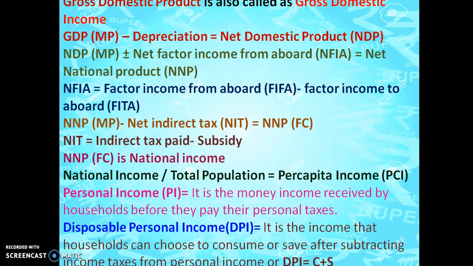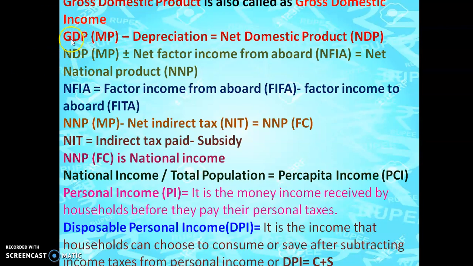Now coming to the remaining things like NNP and DPs and all those things. Gross domestic product is also called the gross domestic income. Now listen carefully. Whenever you have a doubt, pause the video, go back and listen. There are important concepts also.